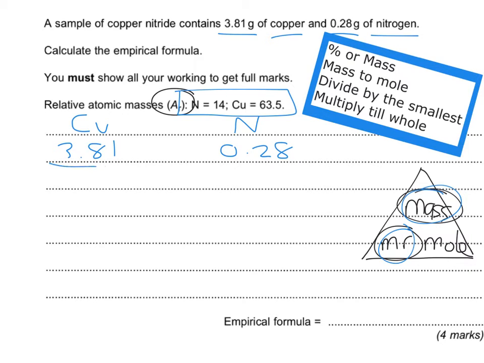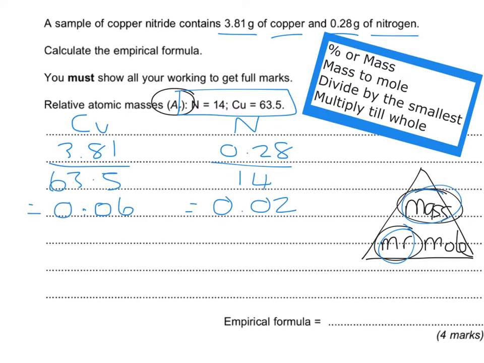So for copper, we need to divide the mass by 63.5. And for nitrogen, we need to divide 0.28 by 14. And if you put that into your calculator, you will get 0.06 for copper and 0.02 for nitrogen. Right, the next part is to then divide by the smallest number.